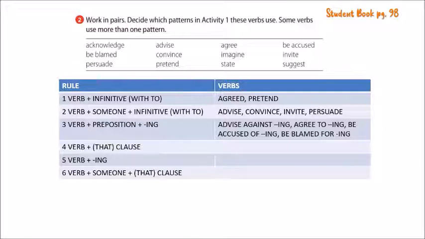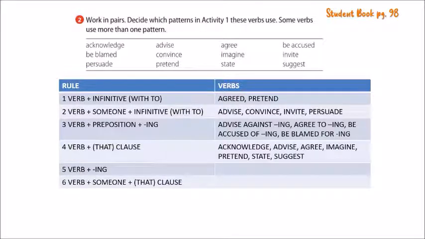Okay, now what about the next one? Verb plus that and the clause. So that would be acknowledge, advise, agree, imagine, pretend, state, and suggest. So I acknowledge that she was the best student. I advise her to sleep early. We agreed that was the best book to buy. We imagined that we were back at school.